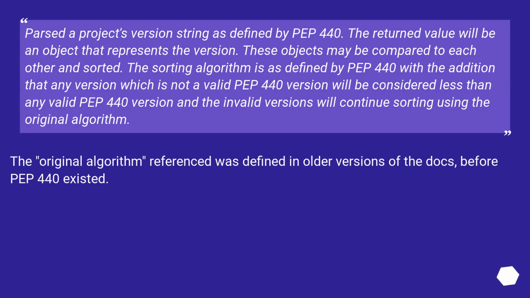Parse a project's version string as defined by PEP 440. The returned value will be an object that represents the version. These objects may be compared to each other and sorted. The sorting algorithm is as defined by PEP 440 with the addition that any version which is not a valid PEP 440 version will be considered less than any valid PEP 440 version, and the invalid versions will continue sorting using the original algorithm. The original algorithm referenced was defined in older versions of the docs, before PEP 440 existed.